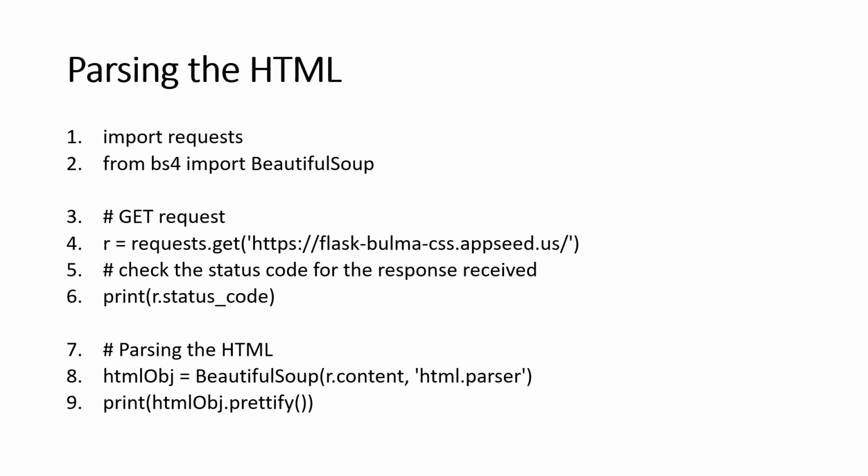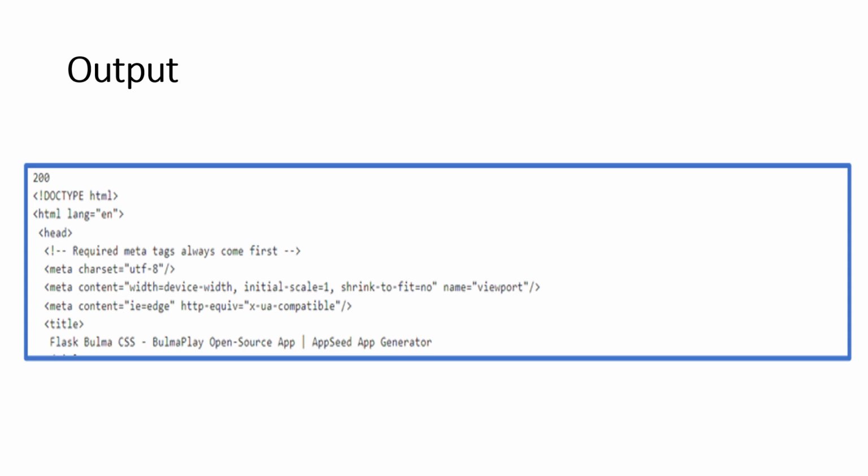Here I have written the handler as HTML object. Then print the content in an orderly manner using the prettify command. So this is the output, and the first word is 200, that means the operation was successful, so you can display the content.